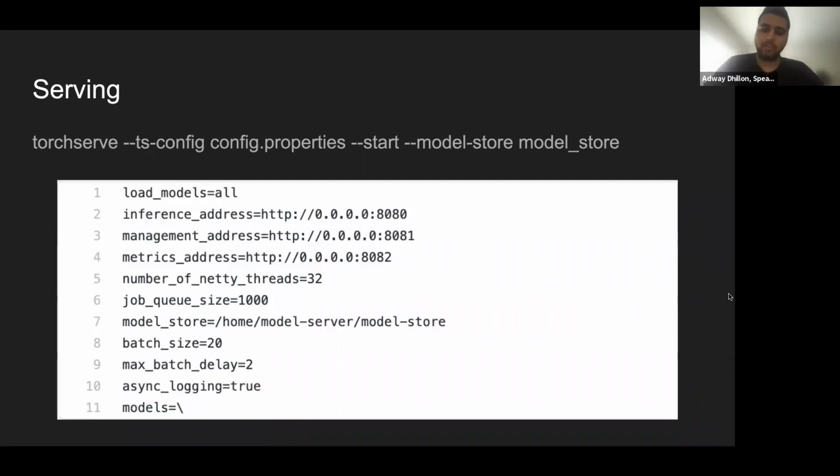So here we have configured the ports to be 8080, 8081, and 8082, which is, I think, what is usually used. You can configure the thread pool size. You can configure the batching configurations here, which is what I was talking about earlier on. So batch size 20, batch delay. So very straightforward. Again, no code changes required, and TorchServe fixes it up.